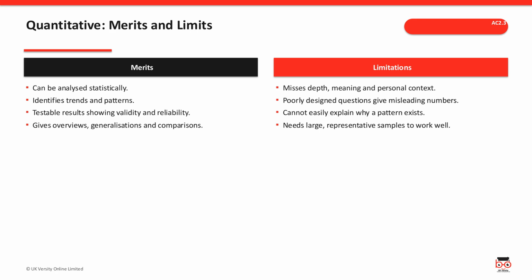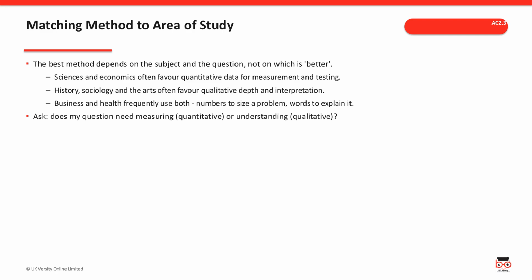Quantitative research offers the mirror image. It can be analyzed statistically, it identifies trends and patterns, it gives testable, generalizable results, and it's excellent for overviews and comparisons. The catch is that it can miss depth, meaning, and personal context. Poorly worded questions produce misleading numbers, and it struggles to explain why a pattern exists. It also only works well with large, representative samples. The best method really depends on the subject and the question, not on which family is somehow superior.